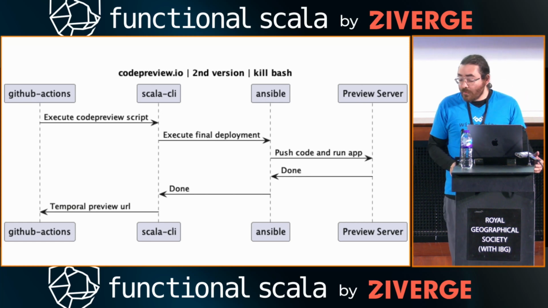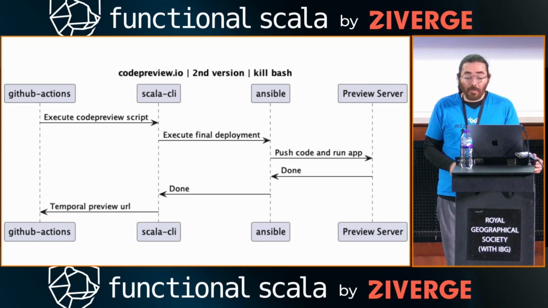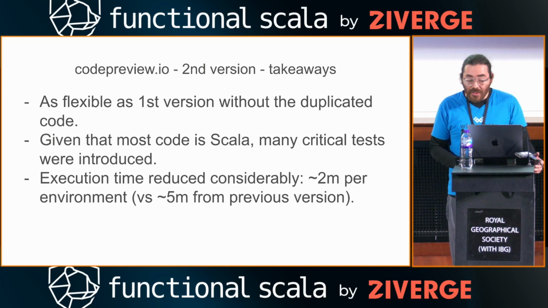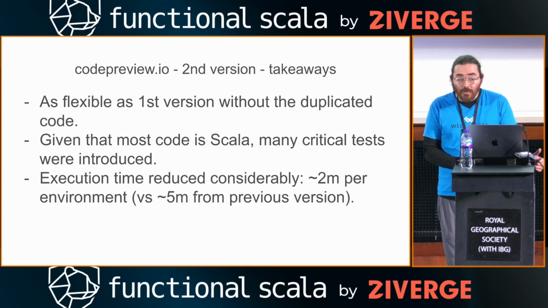And there is another thing that I have been working on, but it's not ready yet, which is replacing Ansible with the Scala-CLI scripts. So far, the results are promising, but it's not ready just yet. With this second version, which is more similar to what we have right now, we still have the flexibility that we had before, but we have been able to cut the code quite considerably because now it's Scala. We can just reuse the files, and this has also allowed us to write many critical tests for the application, which is something that we couldn't do with Bash. It was not practical.